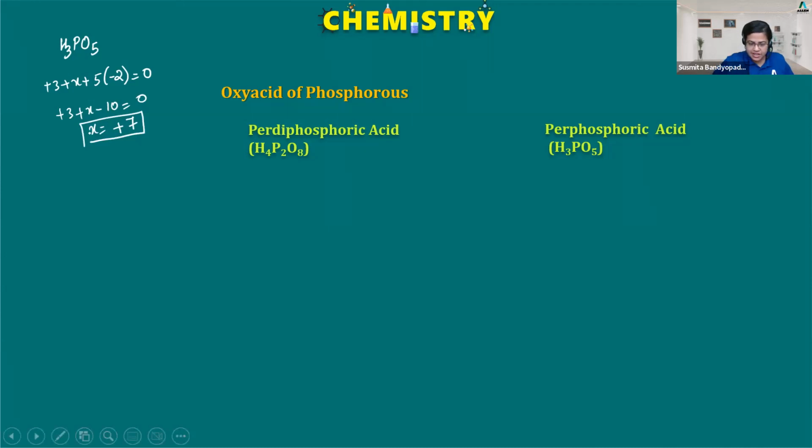Are you getting +7 here? Yes. But what's the thumb rule? The thumb rule is an element cannot ever exceed its highest possible oxidation state. And we are exceeding it theoretically because we have already assumed that all the oxygens are present in the form of oxides. That's not true. Some of the oxygen here is present in the form of peroxide linkage.